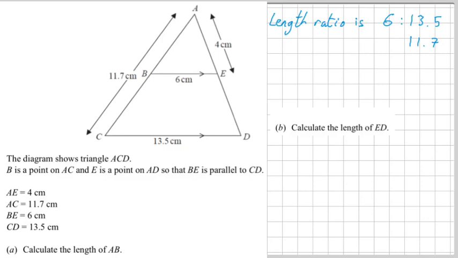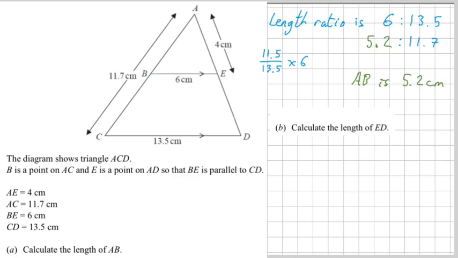If you have to do it manually, you just need to do this calculation here. I've written 11.5, sorry, that should say 11.7, divided by 13.5 times 6, and that gives you 5.2. So AB is 5.2 centimetres.